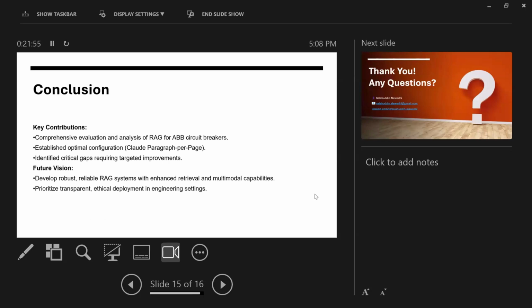In conclusion, I evaluated and analyzed RAG for ABB circuit breakers, established the optimal configuration at the moment, which is Claude with paragraph per page chunking methods, and identified critical gaps, pointing to targeted improvement for future versions. Develop a robust, reliable RAG system with enhanced retrieval and multimodal capabilities to include pictures and graphs in the model, and prioritize transparent ethical deployment in engineering settings.